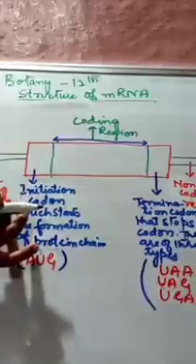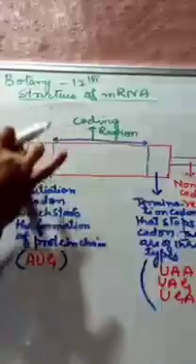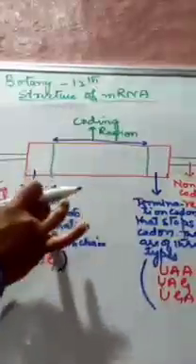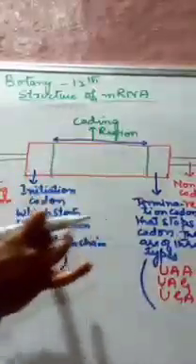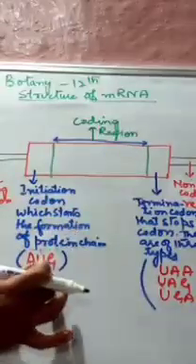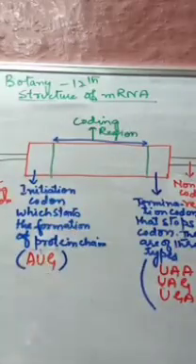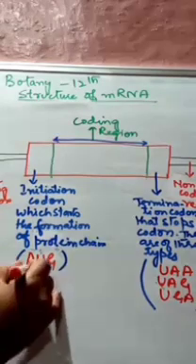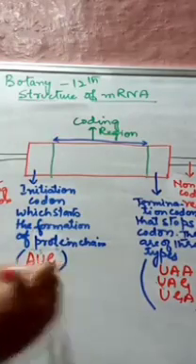Then we have got the non-coding region. Then this small box is the initiation codon, which starts the formation of the protein chain, codon AUG. In some books you may find one more, that is called CUG.